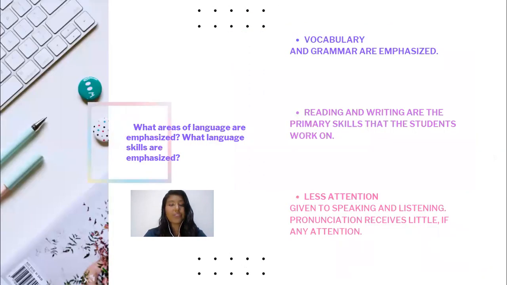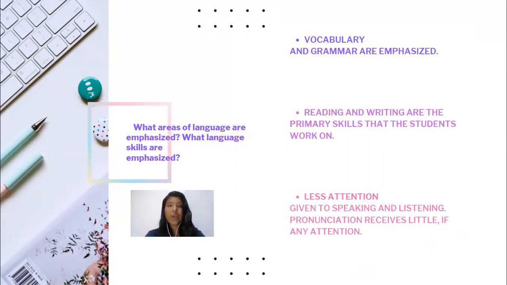Another question is, what areas of language are emphasized and what language skills are emphasized? The answer is that vocabulary and grammar are emphasized. Reading and writing are the primary skills that students work on. There is much less attention given to speaking and listening, and pronunciation receives little or no attention.